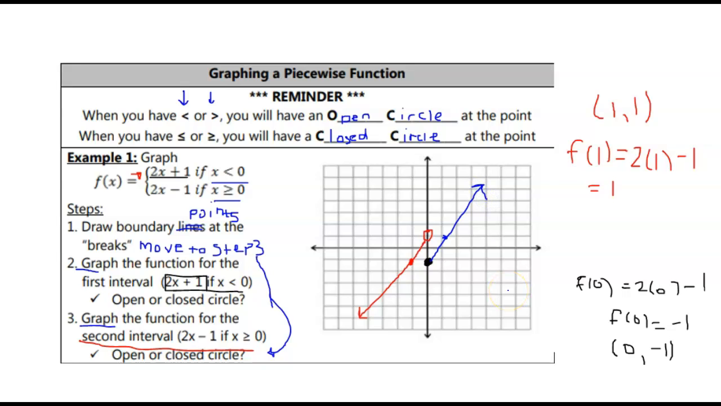Okay, so the steps: graph your boundary points. Determine if they're open or closed circles. Then find another point on your interval and graph each interval. Okay, let's go to the next examples where you are going to try to graph these yourself.